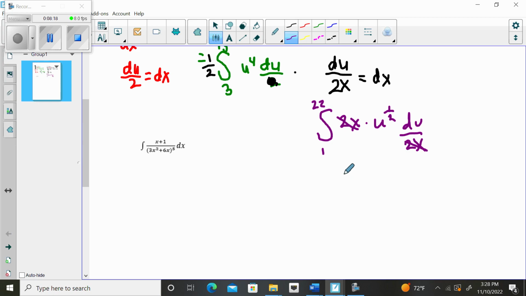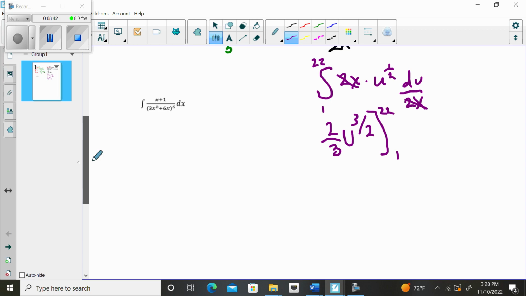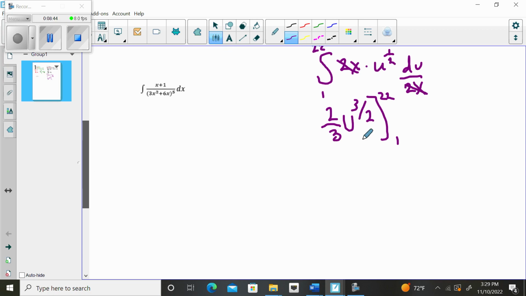So I increase my power by 1, divide by the new power. Well, don't divide by 3/2, multiply by 2/3. And then this gets evaluated between 1 and 22. Okay, so again, the directions will read, go ahead and leave your answers in exponential form.